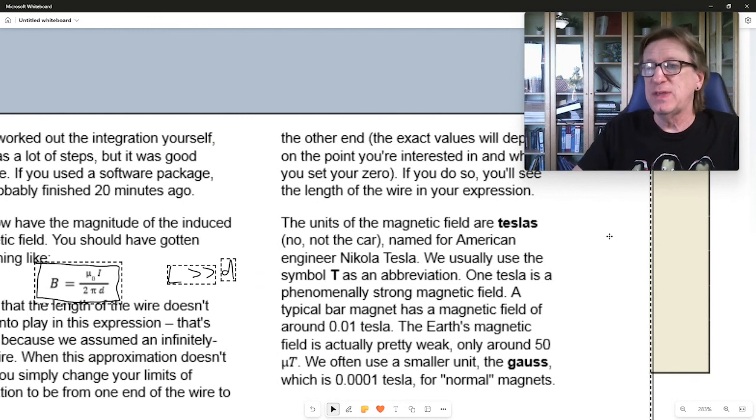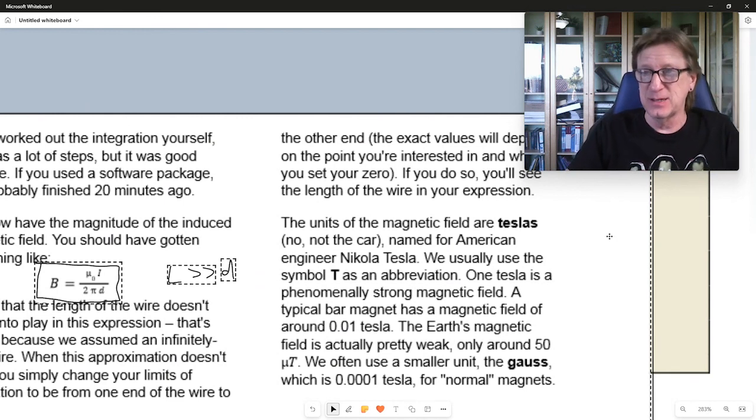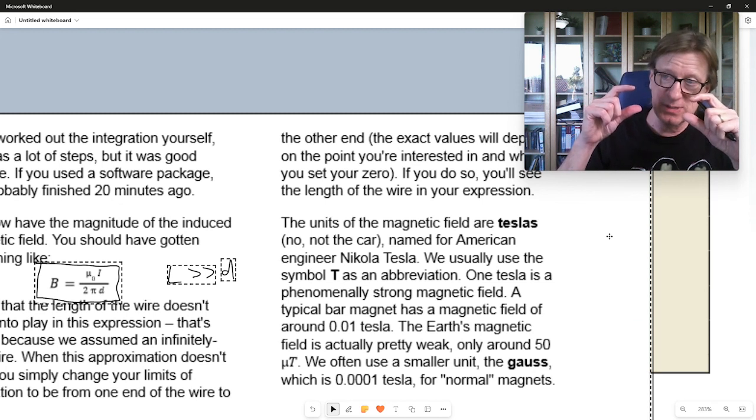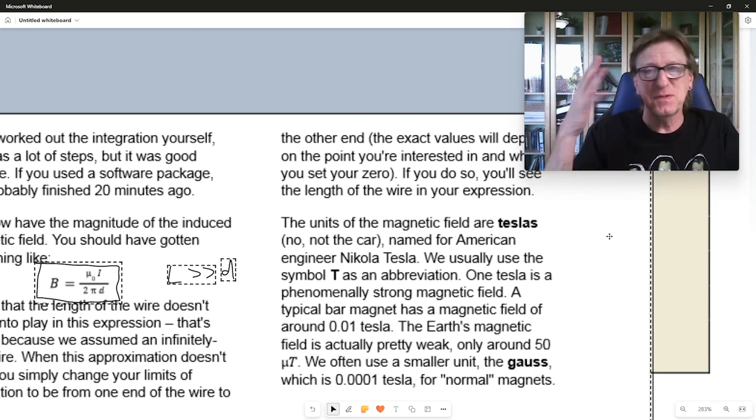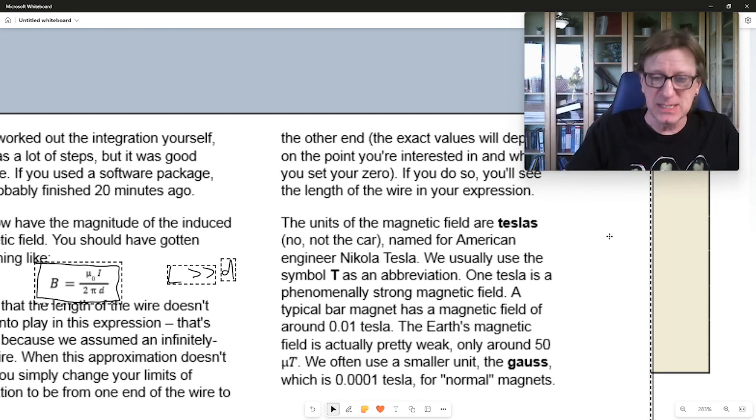And the unit of the magnetic field we mentioned here is the Tesla. And like I said, no, not the car. The car was named for Nikola Tesla. One Tesla is an extremely strong magnetic field. A typical bar magnet, like some you've seen in class, has a magnetic field of maybe a tenth of a Tesla. Earth's magnetic field is actually very weak, about 50 microtesla.